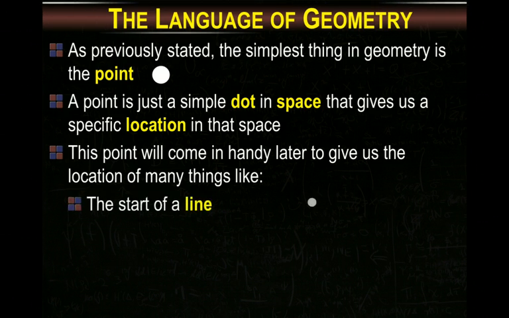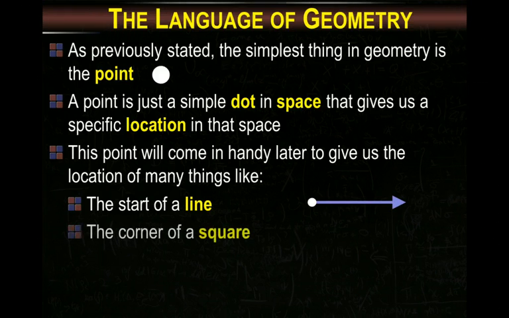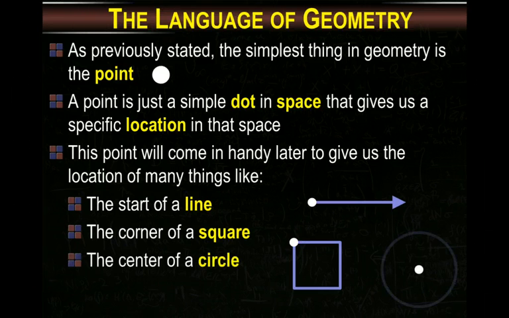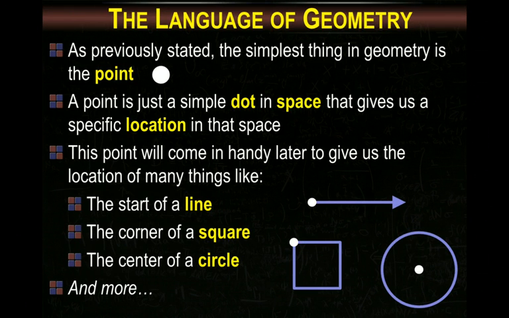So a dot can tell you things like, where does a line begin? Where does a shape begin, like a square? Where does a circle begin? Where is its center? The dot is the beginning point of drawing and creating these objects. It starts with a dot.